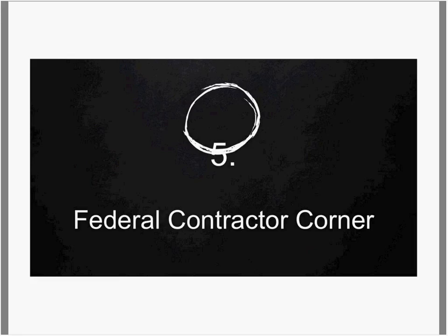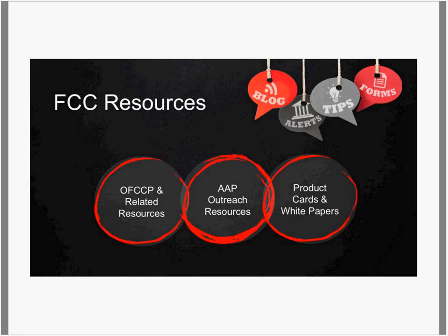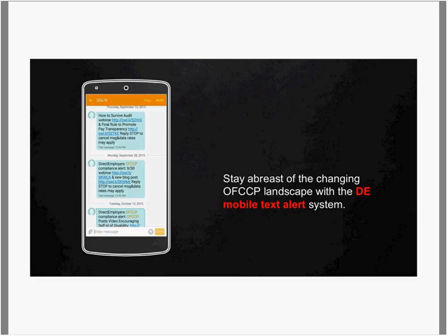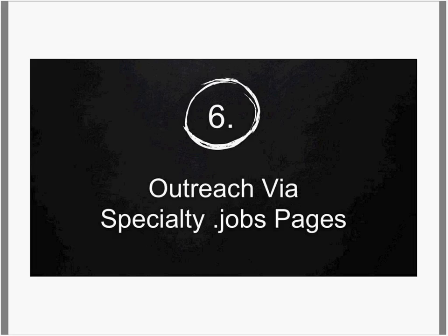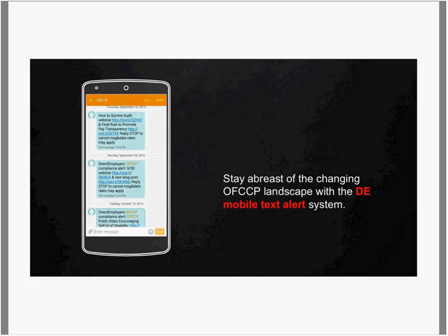So the full Contractor Corner. This is a resource that we have out on DirectEmployers.org. And this is where we have all of our OFCCP-related resources, AAP outreach resources, product cards, and white papers. So in one comprehensive location, you can easily get access to different forms that may be available. You can also sign up for our mobile alert system, which has been hugely popular for a lot of our members. And what this does is we text you every time there are alerts or updates coming through regarding compliance. It's really important for our members. Now, standard messaging rates do apply, so do keep that in mind. You can access all of that on DirectEmployers.org.